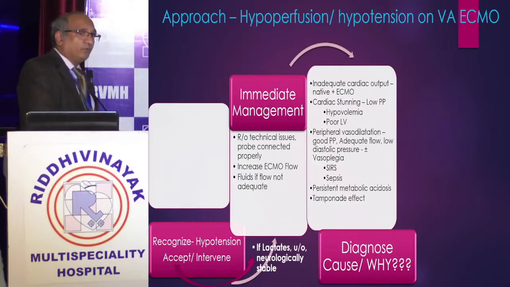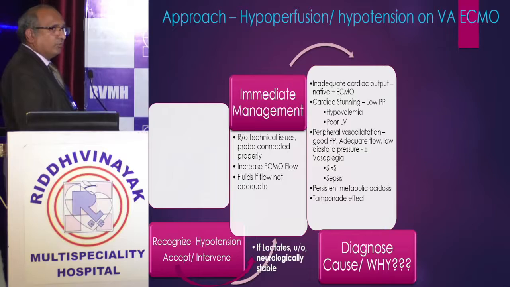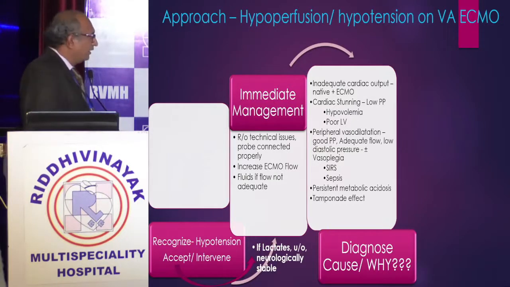Now what are the causes? Why should you get hypotension when the patient is on VA ECMO? It can be inadequate cardiac output, native plus ECMO. Both the cardiac outputs together are inadequate. Or even if there is no hypotension and lactates are rising, that is an inadequate cardiac output. It can be cardiac stunning, so low pulse pressure, hypovolemia or poor LV.